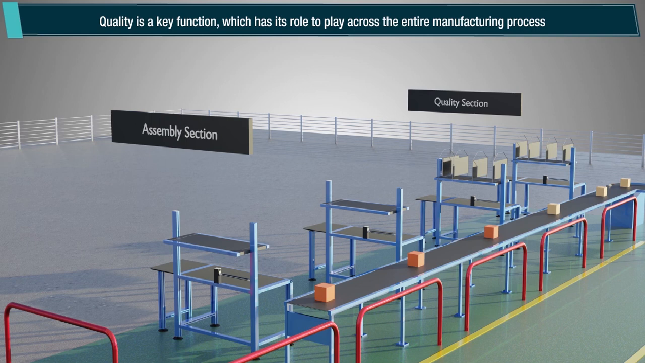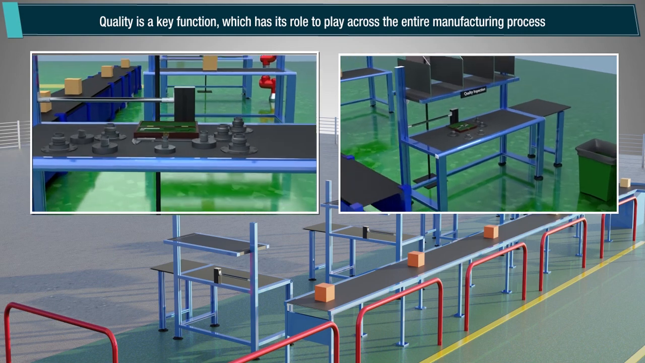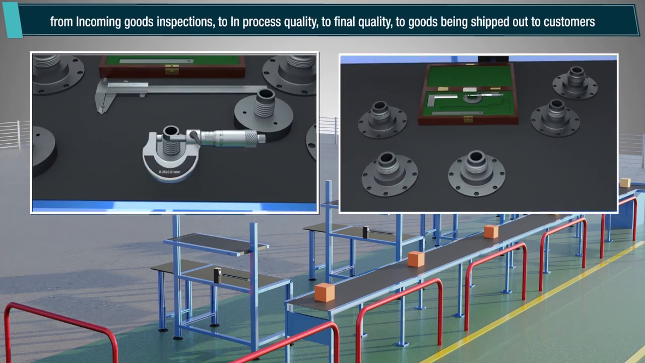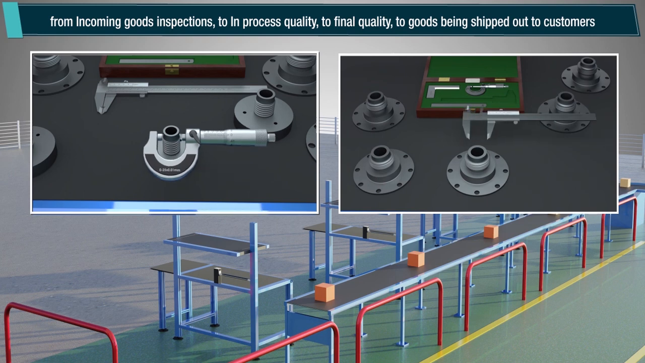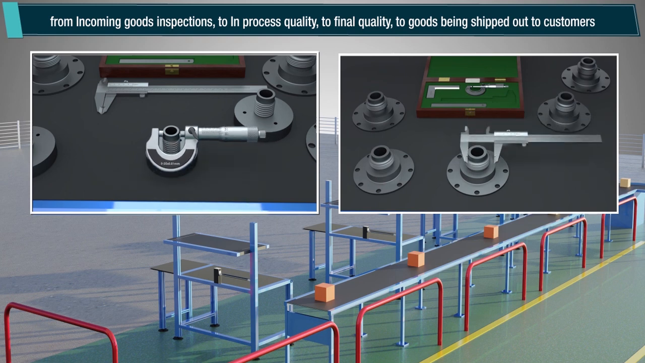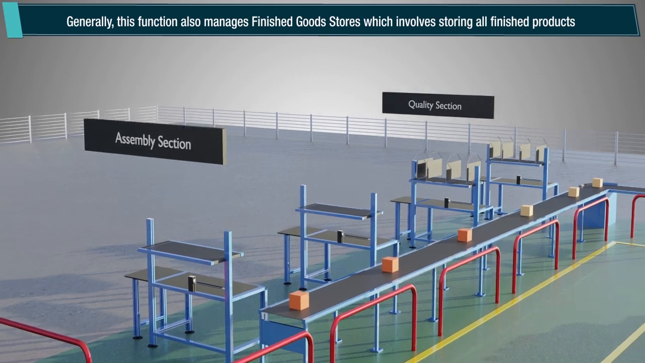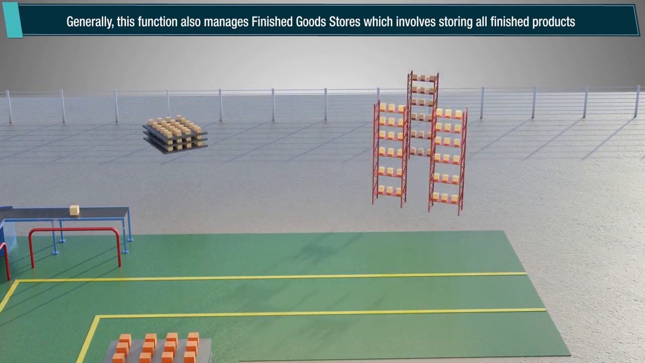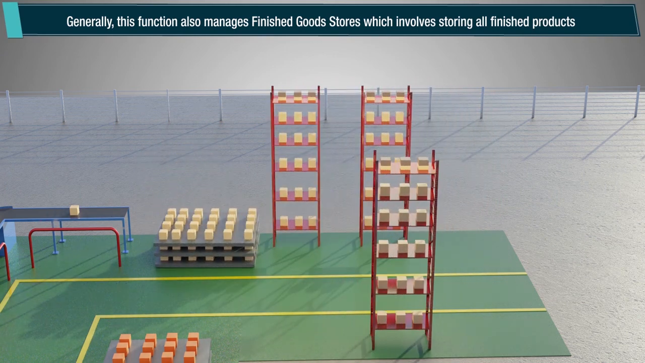Quality is a key function, which has its role to play across the entire manufacturing process, from incoming goods inspections, to in-process quality, to final quality, to goods being shipped out to customers. Generally, this function also manages finished goods stores, which involves storing all finished products.